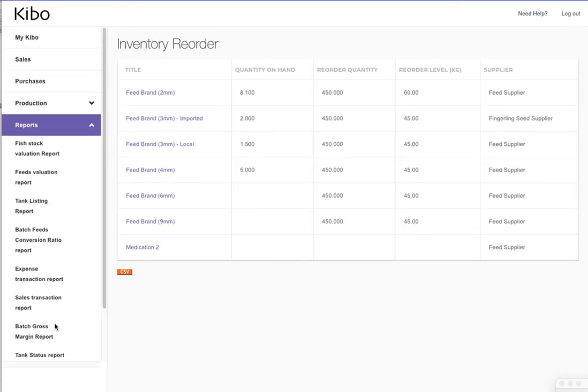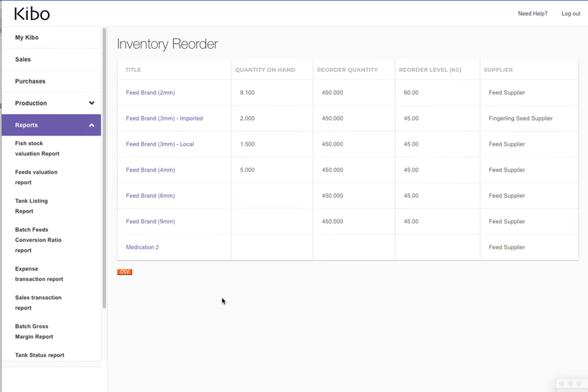The last report I'm going to show today is our inventory reorder report. This is if you're looking to see, okay, what stock do I have in hand and what do I need to reorder right away? So if you set a minimum reorder level, we set this at 60 kilogram and we always want to order 450 kilogram every time we order our 2mm. You can see that we're currently sitting on 8 kilos, so this tells us it is time to order new feed. And the same goes here, this is at the amount of feed.